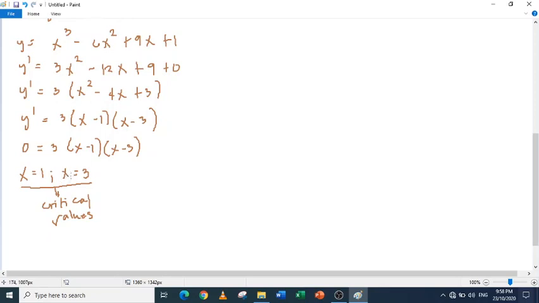Okay, so if you will graph this function y equals x cubed minus 6x squared plus 9x plus 1, you will get this graph. Okay? And then, okay. So, by approximation na lang to guys, ha?